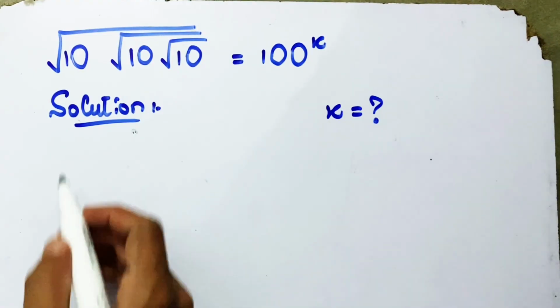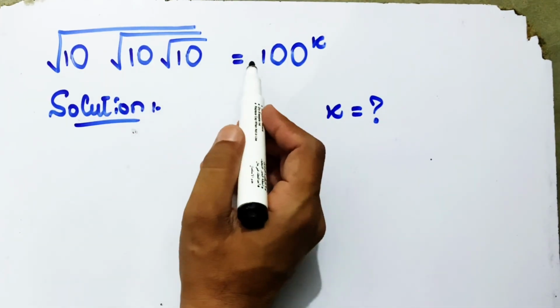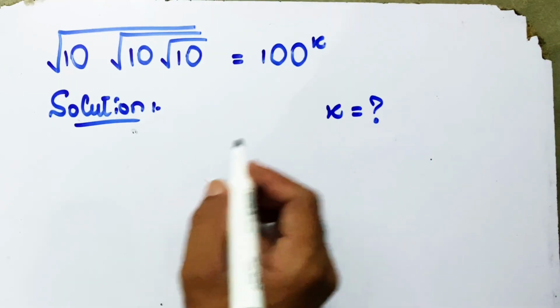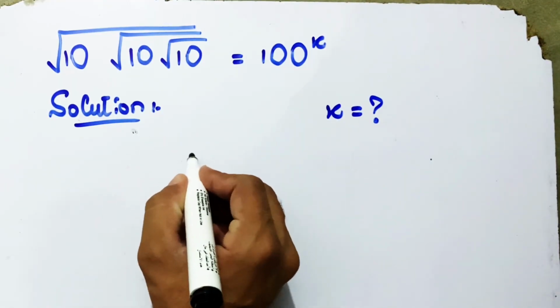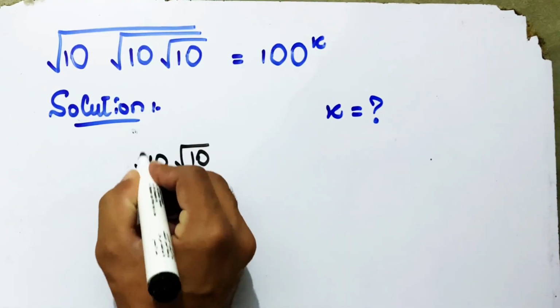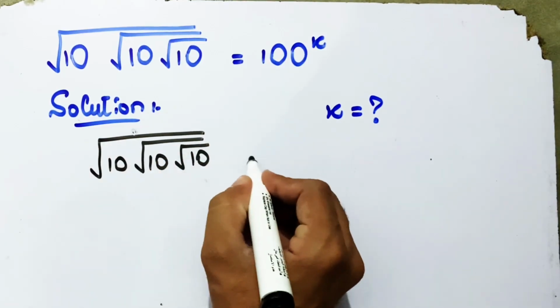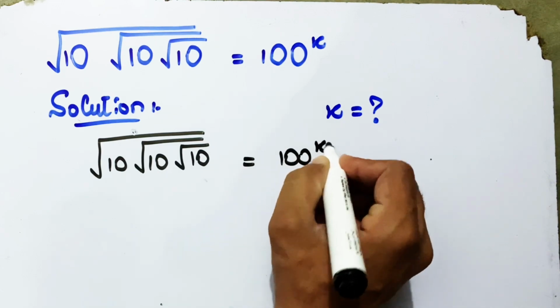So our equation is the square root of 10 times the square root of 10 times the square root of 10, equals 100 to the power x. Let's find the value of x. I have written here 10 with three nested square roots, equals 100 to the power of x.